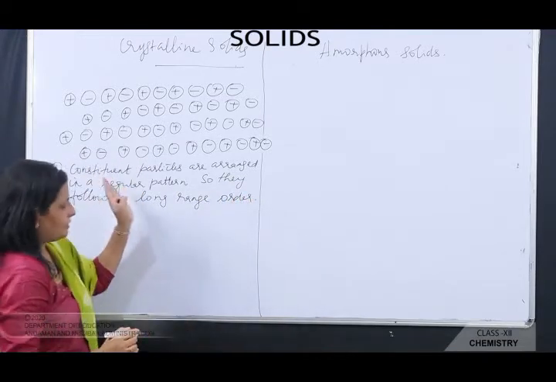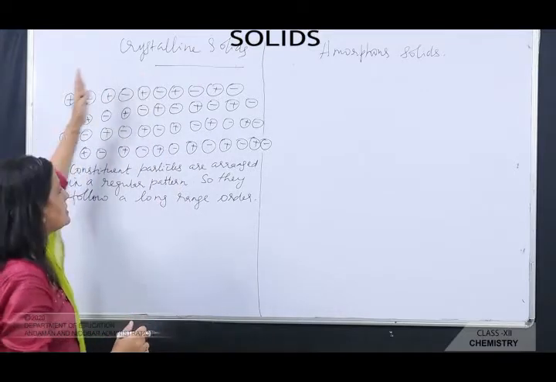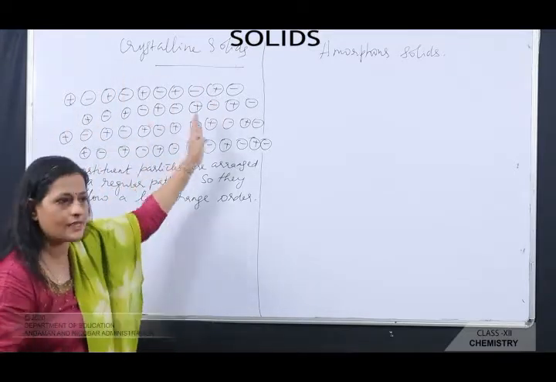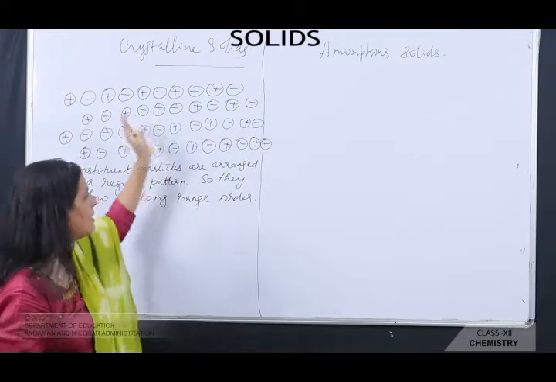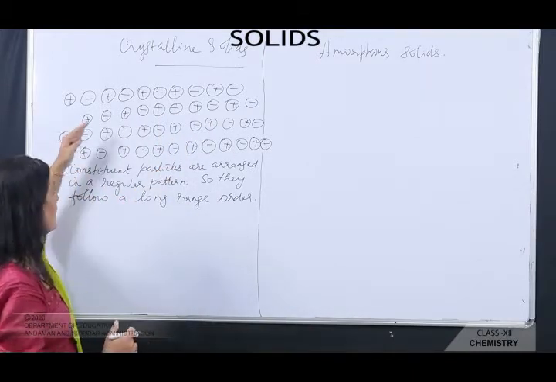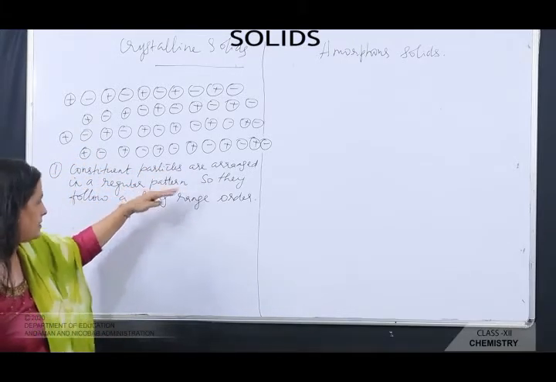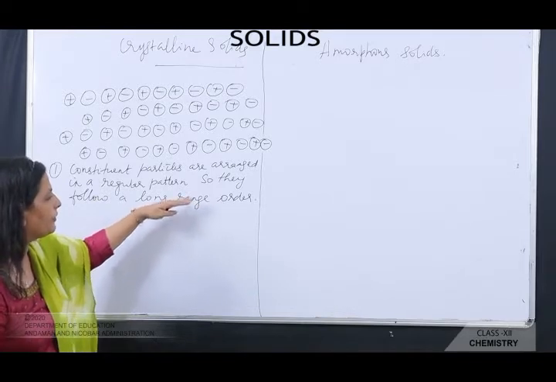Long range order means the arrangement remains same throughout. From the beginning till the end, the arrangement will be what? Same. That is, the discipline is maintained in the arrangement. So that is the meaning of long range order. So in case of crystalline solid, the constituent particles are arranged in a regular pattern. So they follow a long range order.